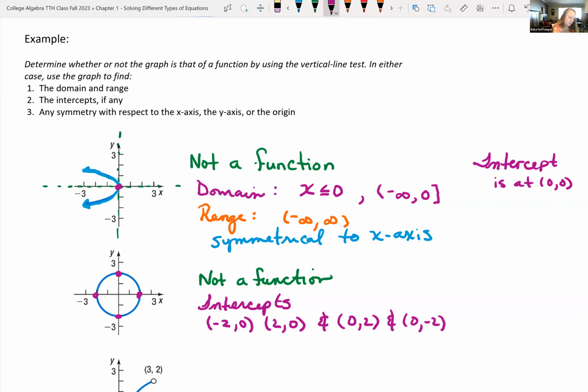If I look at my domain, all the x values I'm hitting are between and including -2 and 2. These are always mapping to these y values. So our domain, x, we can write is between -2 and including 2. Or in interval notation, we would write it with a bracket because we're including -2, comma 2, bracket.